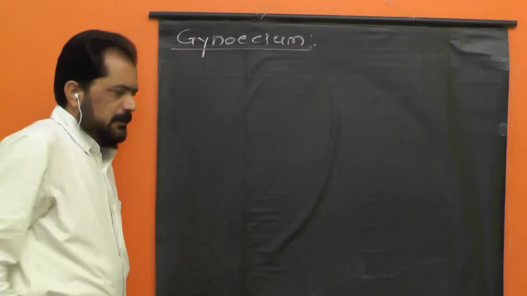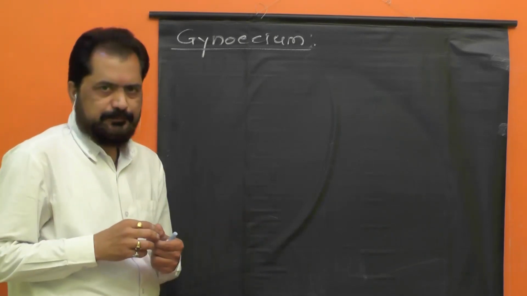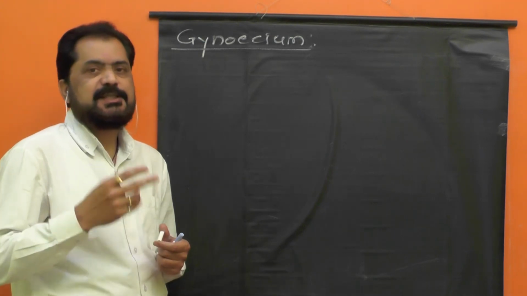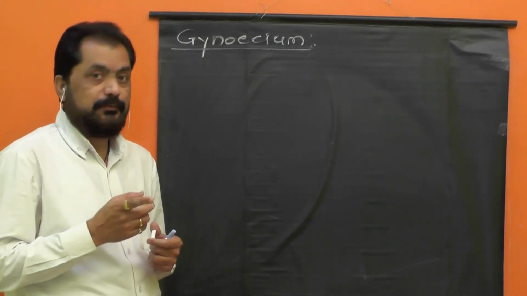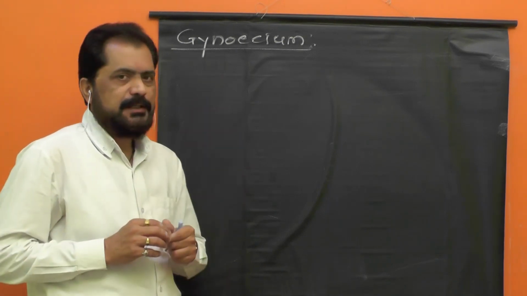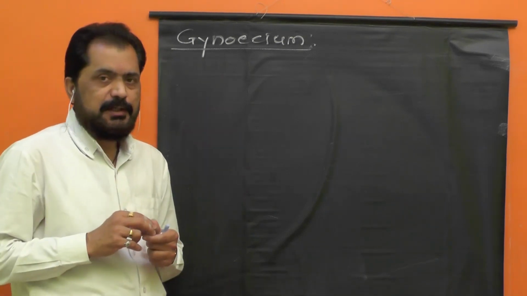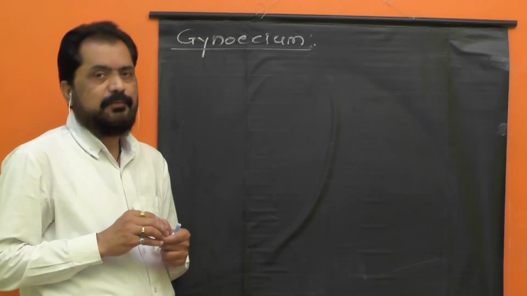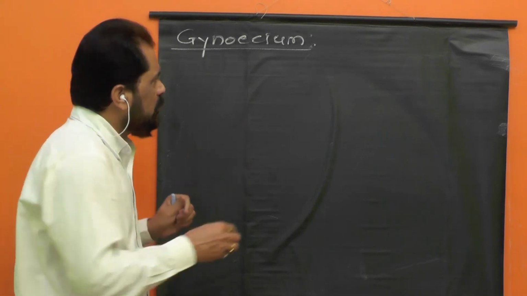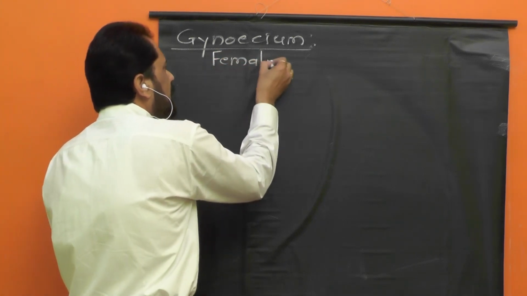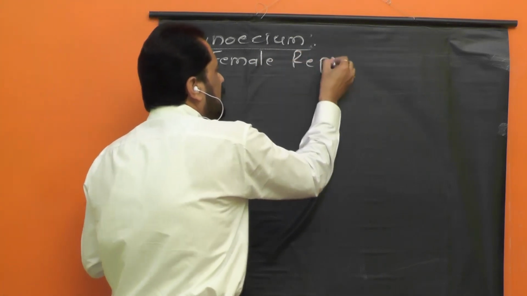Gynoecium. All of you are very well aware that Gynoecium is the second essential whorl. The first essential whorl is Androecium, and Gynoecium is the second essential whorl. Also, it is the innermost whorl of the flower. It is also known as the female reproductive whorl.